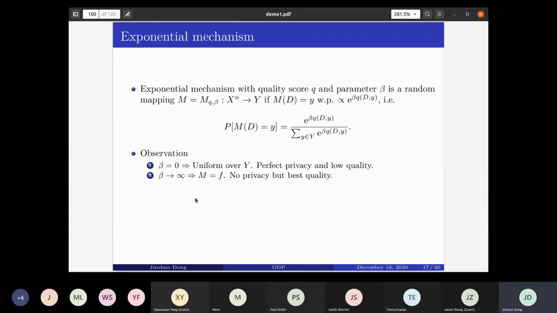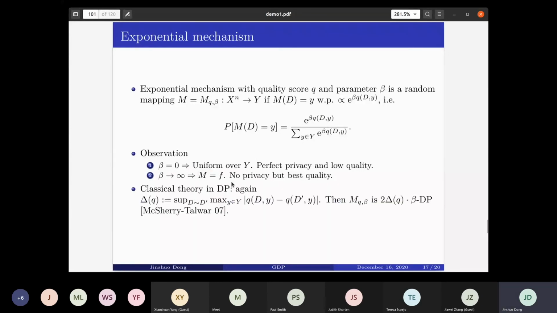The next question I might not be able to answer in time is, given a beta, how do you determine the privacy property of this mechanism? Remember that it depends on the parameter beta and it also depends on the property of the Q, quality score.